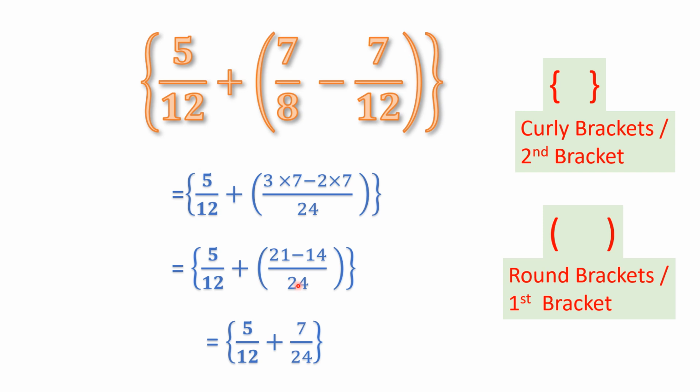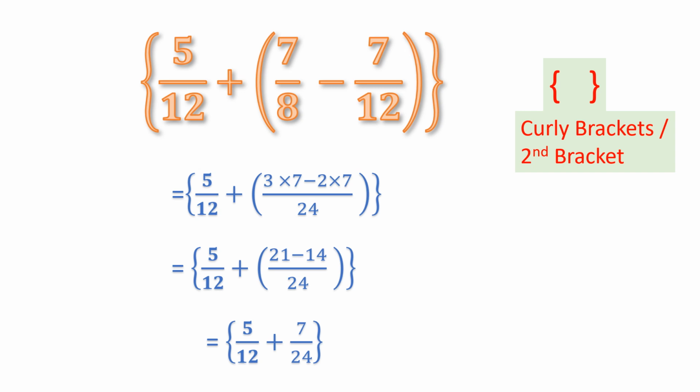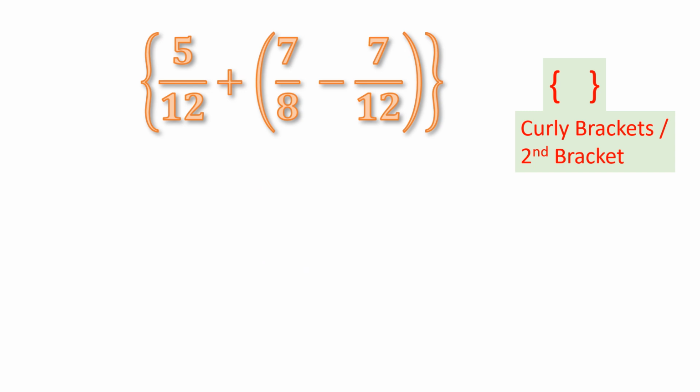So in this case, we have already done all the operations that were inside the first bracket. So now we can just drop the first bracket. So there will be only the second bracket remaining. Now we are going to do the operation inside the second bracket. Here is a fraction addition. So here we have 5 over 12 plus 7 over 24 inside the second bracket. Now here we have to do fraction addition.